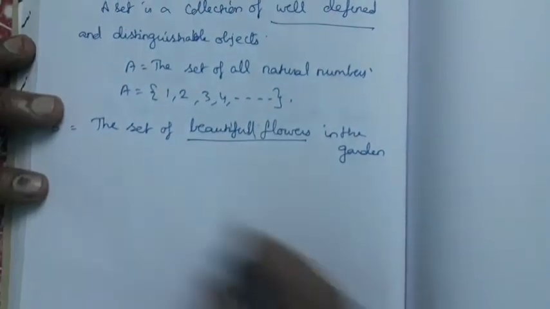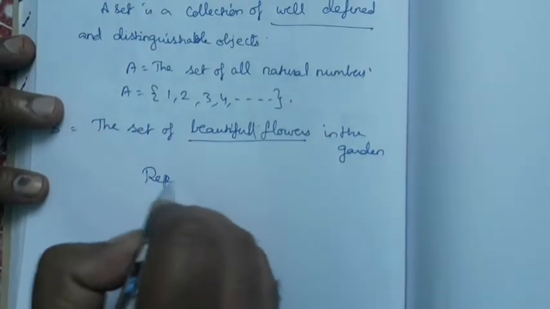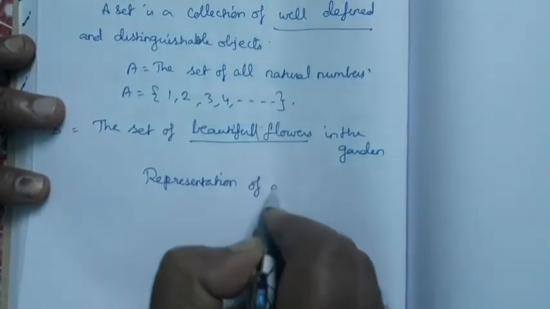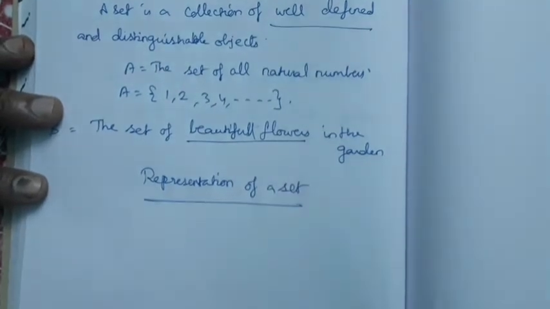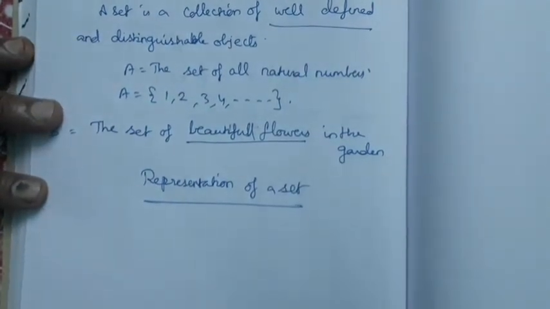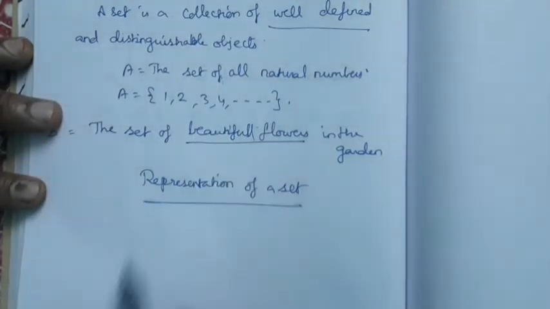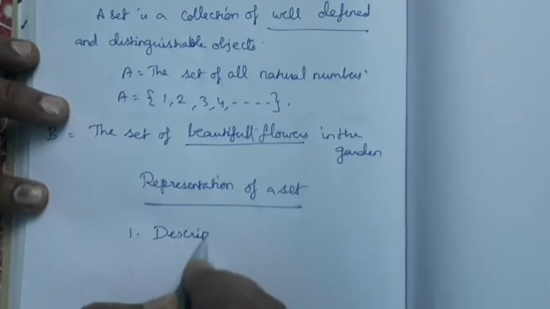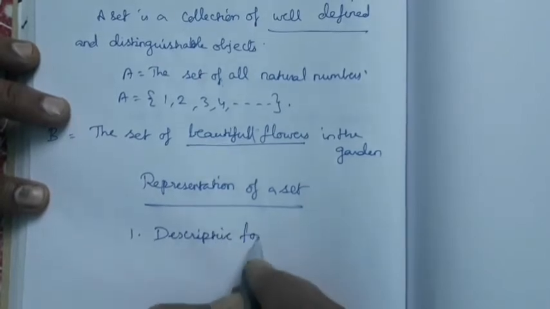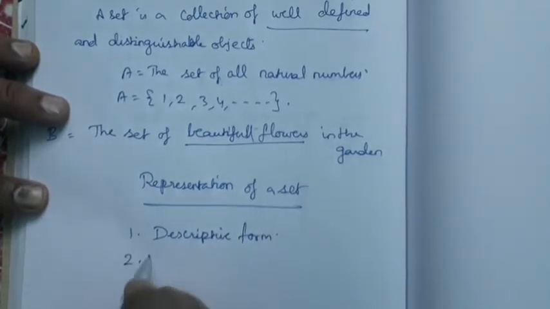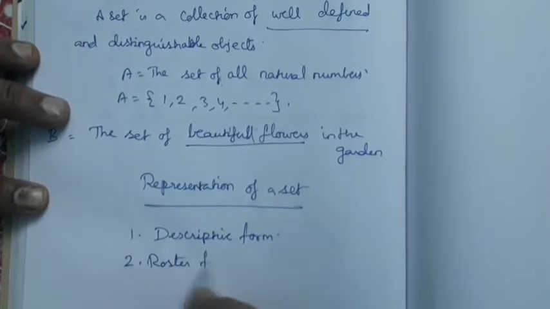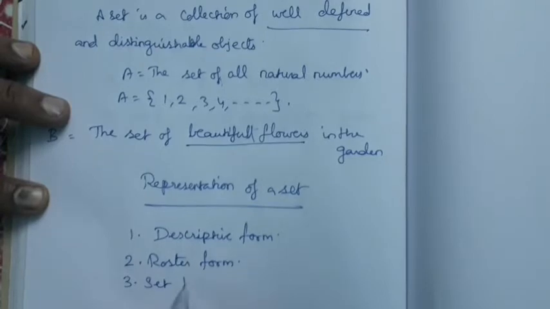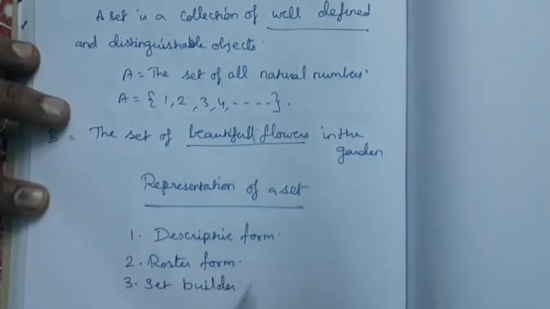Next, we are going to see about representation of a set. As I told you, a set can be represented in different forms. The first one is descriptive form. The second one is roster form. And the third one is set builder form.